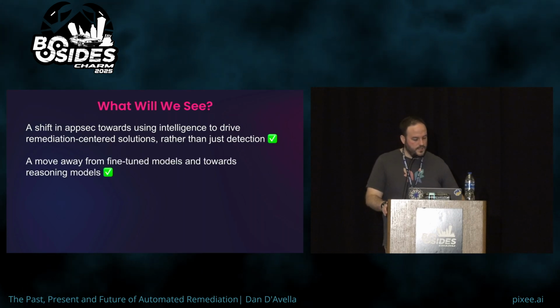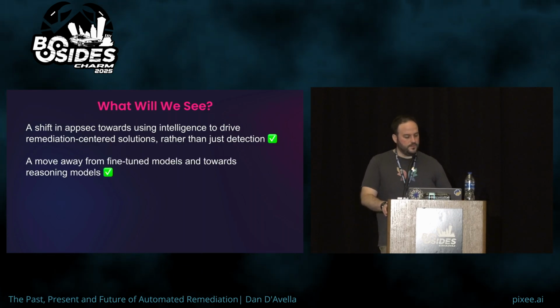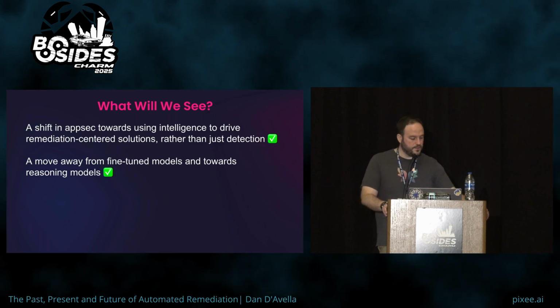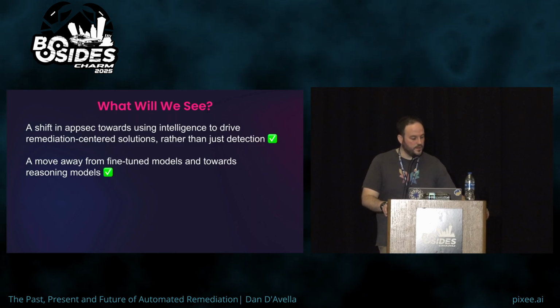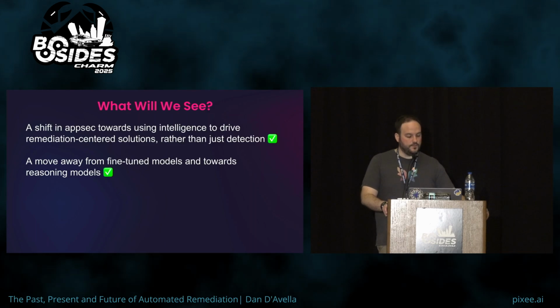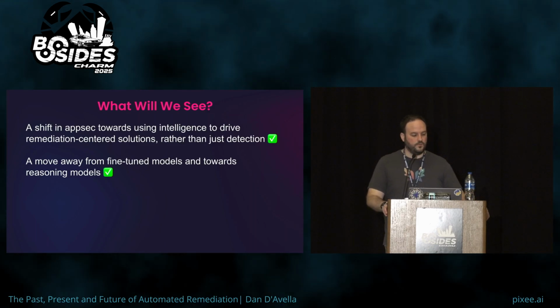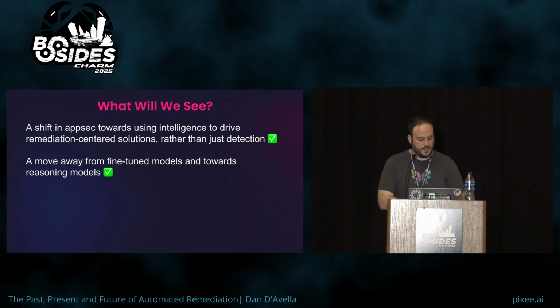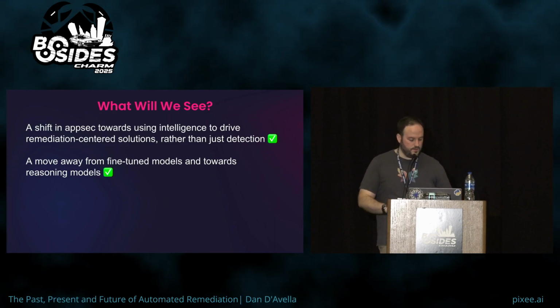We're also going to see a move away from fine-tuned models when using generative AI. We feel like there's a lot more to be gained from using reasoning models and relying on the context and knowledge that already resides in those models rather than fine-tuning it ourselves.